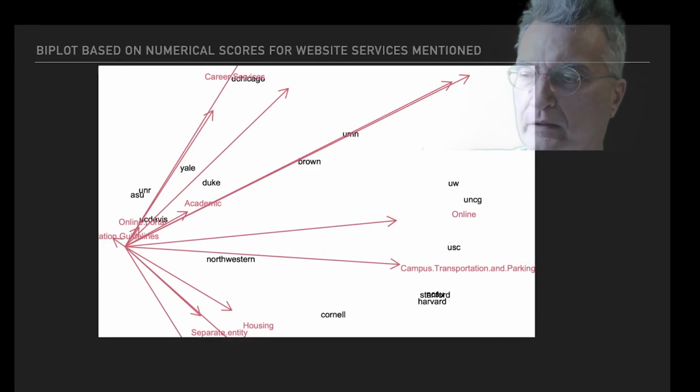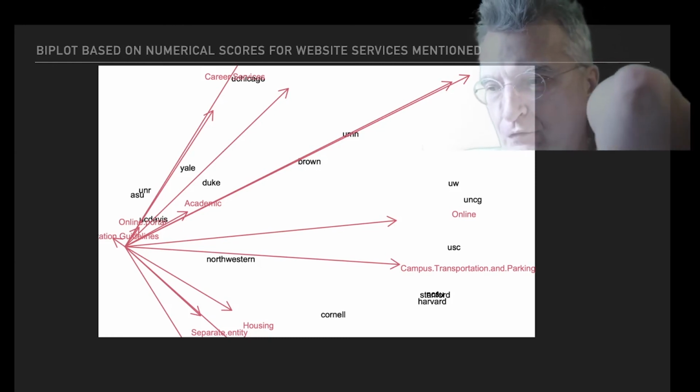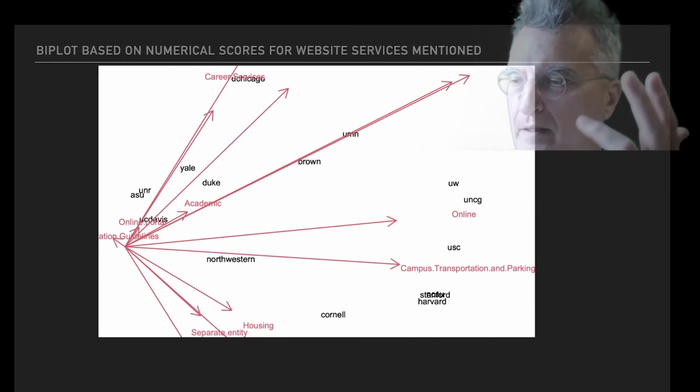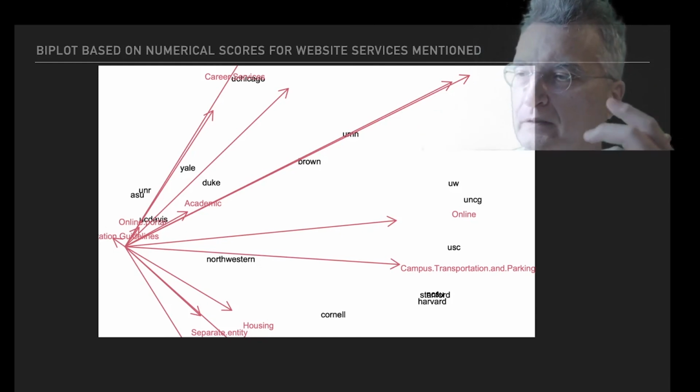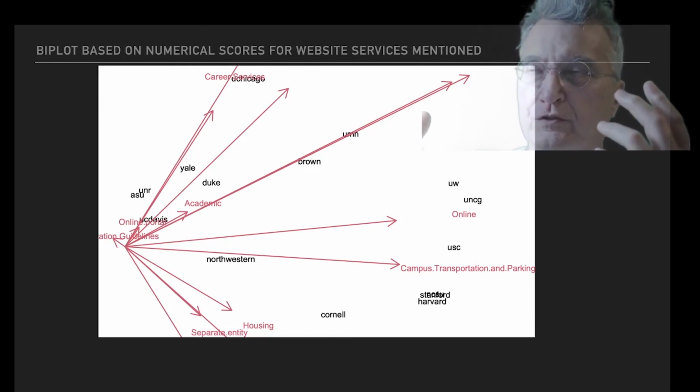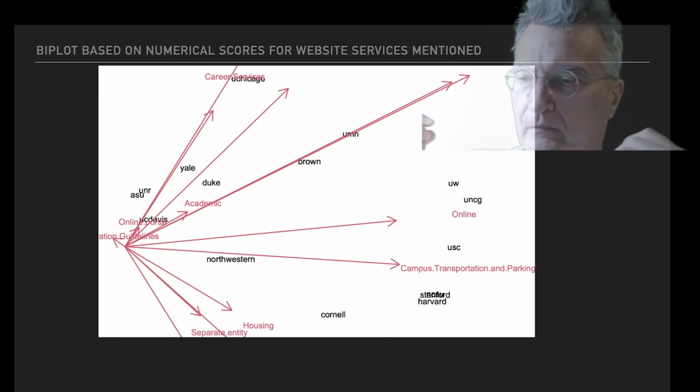So I did that as well, and a biplot plots both the rows, which are in black here, and the columns, which are in red. So the columns appear as vectors here, and the columns are the characteristics that they were being evaluated on. They're academic, online portal, documentation guidelines, career services, and each website got a score from 0 to 2 on each of these characteristics. And so some of them clumped together on this, like UW and UNCG, Stanford and Harvard, clumped together on this.